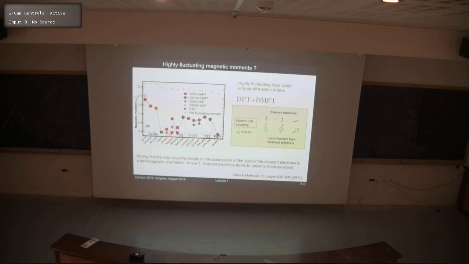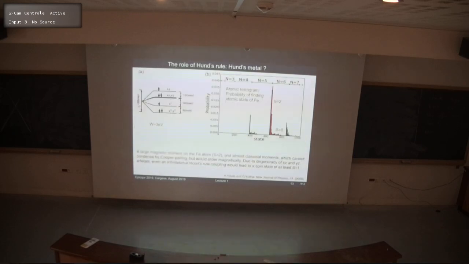But in general, the expected value of the moment is much smaller than it should be, and that's why these particular techniques, the DFT plus the DMFT, are suggesting that we need to think about some of the systems away from the itinerant picture, and we have to think like a composite of itinerant and localized spins.